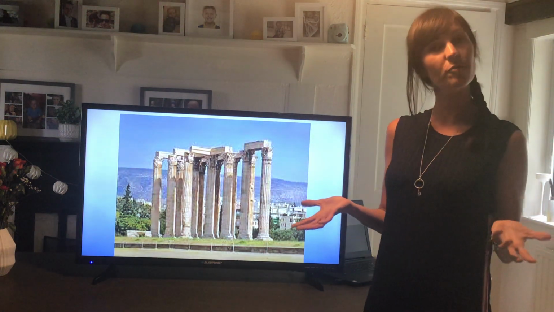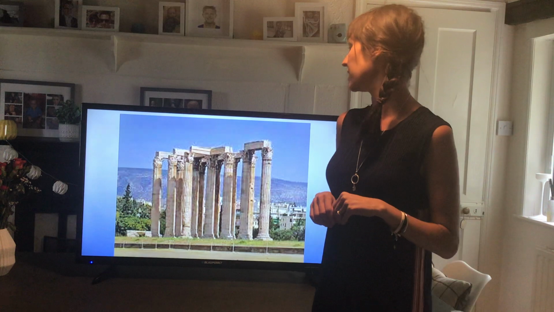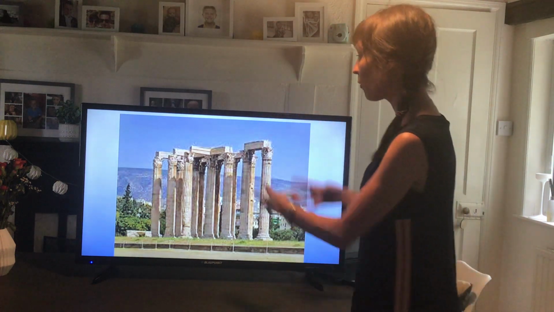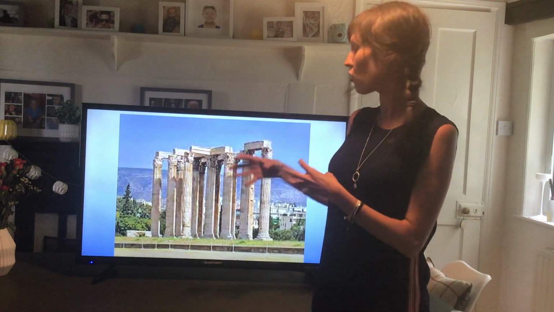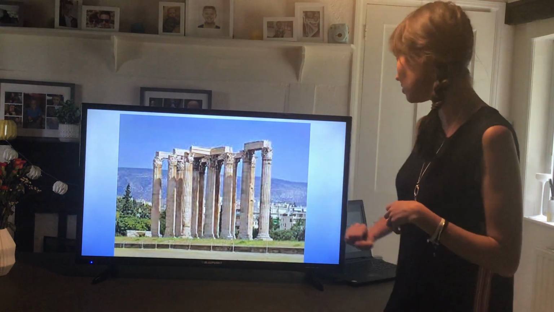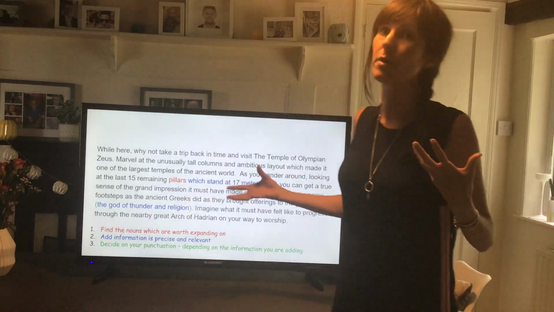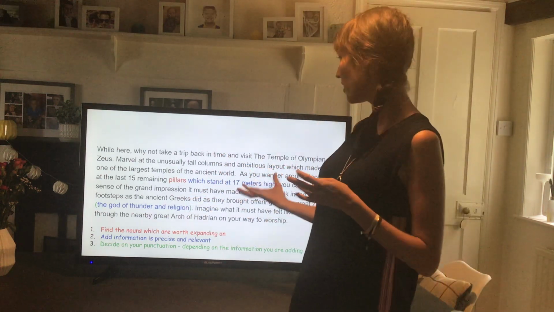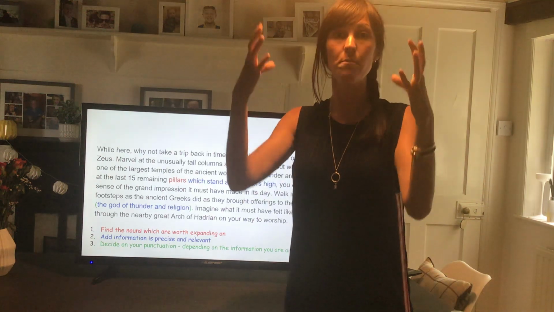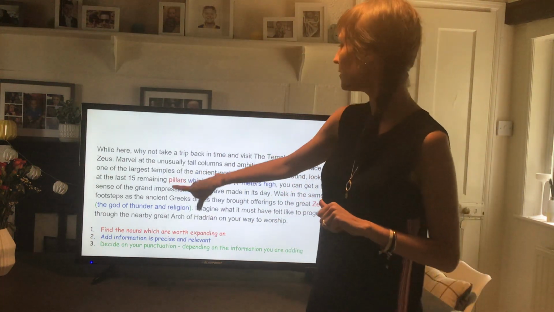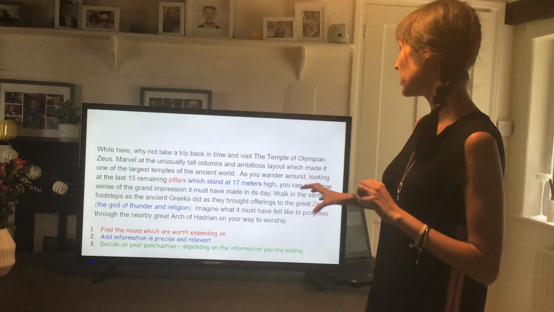Okay, so what sorts of information have we come up with? You could say something to do with the height of the pillars, the design of the pillars, the way they stand, their closeness or their proximity to each other you could have mentioned. I've gone for the height, because I thought that's quite important, because they're quite impressive. That is really tall and is something that sounds quite imposing and quite impressive. So I've gone for looking at the last 15 remaining pillars, which stand at 17 metres high.